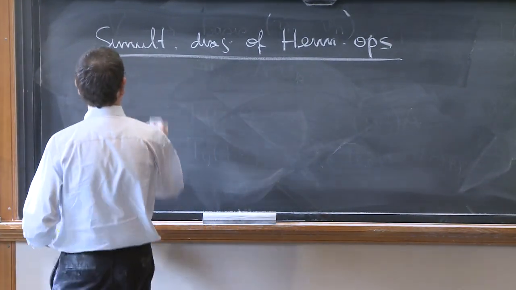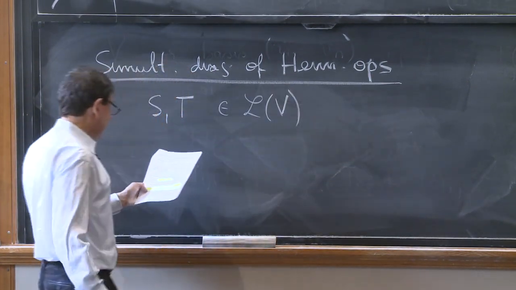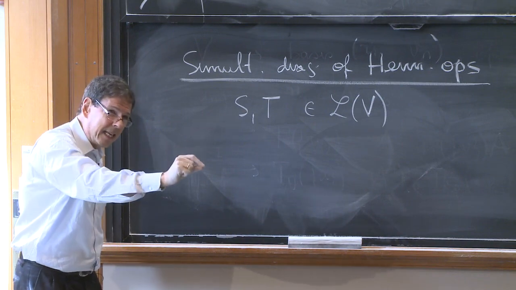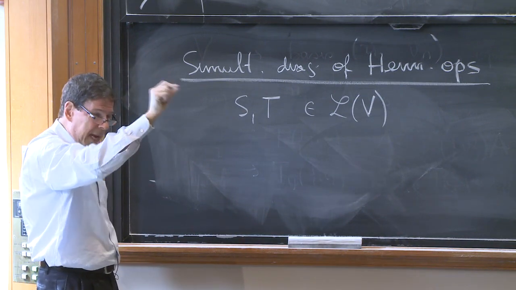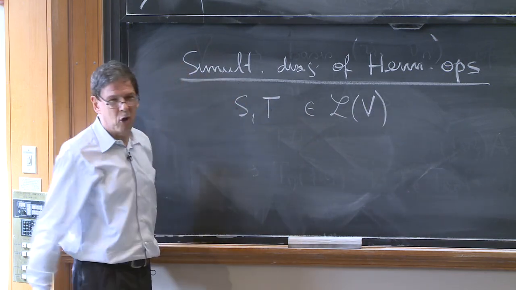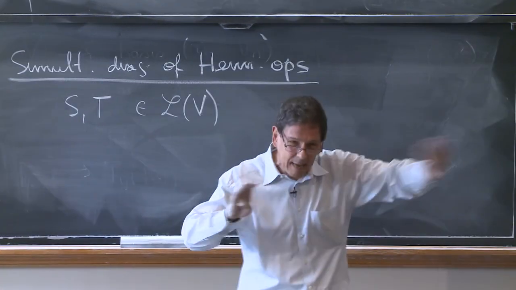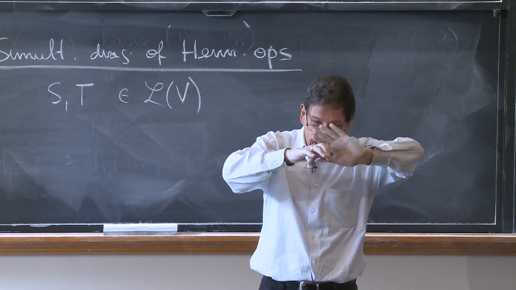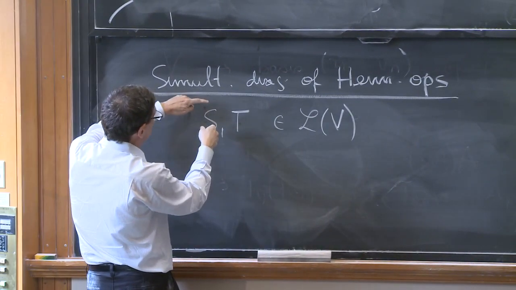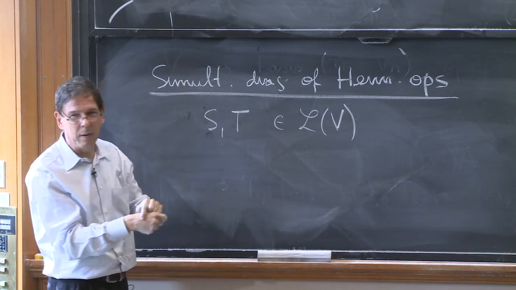If you have two operators, S and T, that belong to the linear operators in a vector space, they can be simultaneously diagonalized if there is a basis for which every basis vector is an eigenstate of this and an eigenstate of that. A common set of eigenstates. So they can be simultaneously diagonalized. Diagonalizable means that there is a basis comprised of the eigenvectors of the operator. So this time you require more: that the basis be at the same time a set of eigenvectors of this one and a set of eigenvectors of the second one.